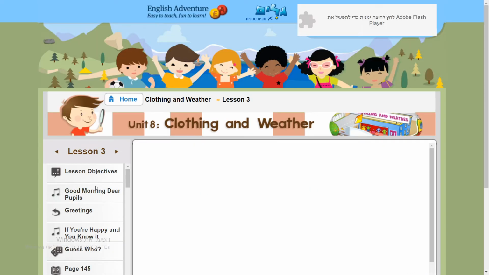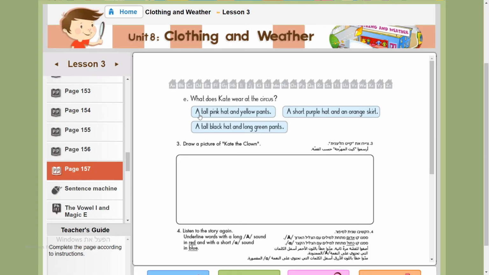Great. So let's see the answer. She's wearing a tall pink hat and yellow pants, a short purple hat and an orange skirt, a tall black hat and long green pants. Remember the words of clothes. We have hat, pants, skirt. Okay? And which one is the correct answer? Great. She is wearing a tall pink hat and yellow pants in the circus.